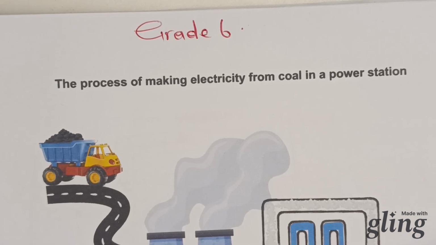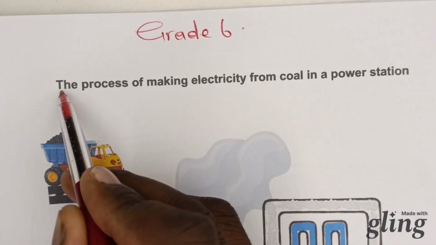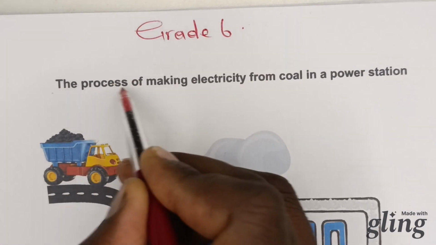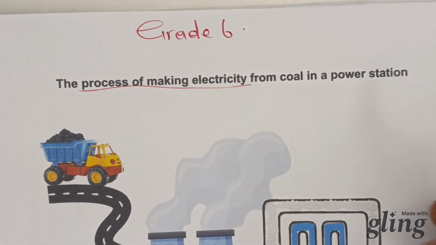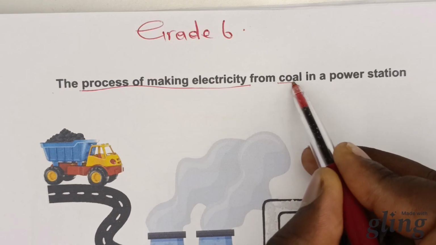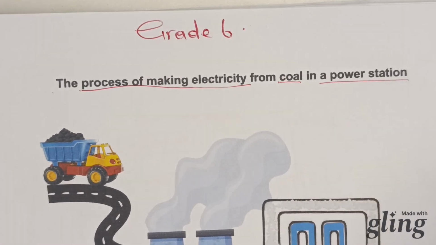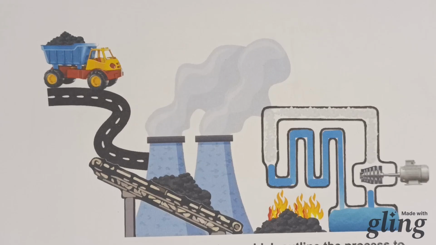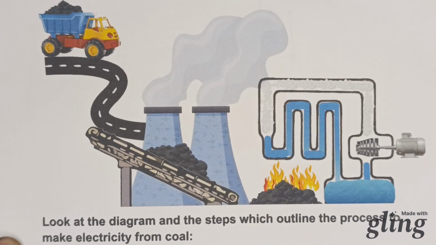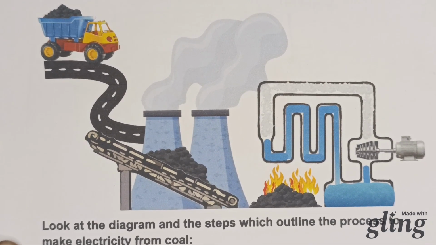Welcome, grade 6. Today we're going to talk about the process of making electricity from coal in a power station. So today we're going to talk about the process of making electricity from the power station.